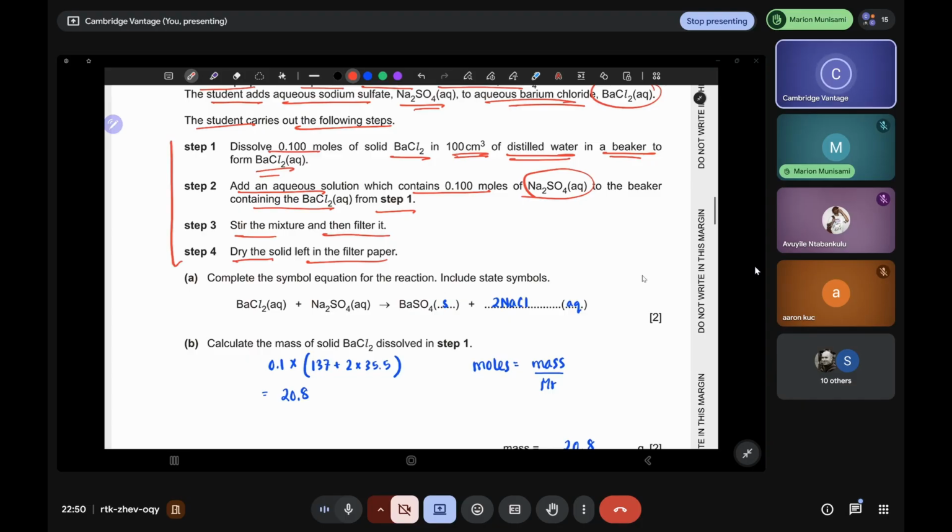And then what do they ask? Complete the symbol equation for the reaction, include state symbols. So what's the reaction taking place over here? It's BaCl2 and Na2SO4, and one of the products is barium sulfate. So what's left over here? We have sodium, we have chlorine. What's a compound containing sodium and chlorine? Sodium chloride, and that's what we write down. And we had 2 sodium over here, so to balance it out, we write a 2 in front.